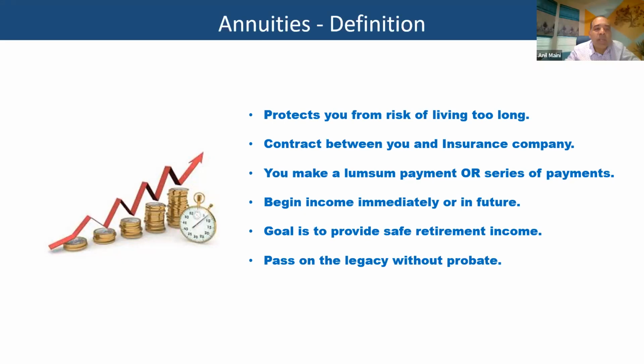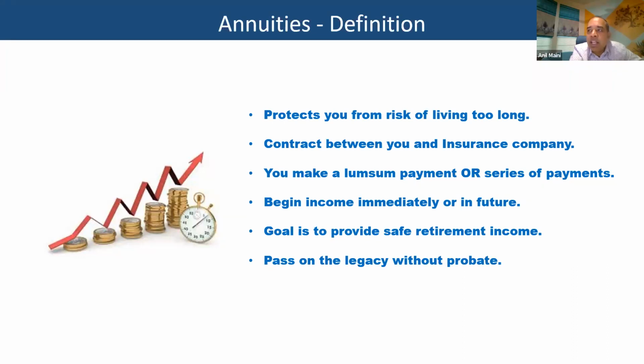And annuities help as well. Annuities cater to our 401k and other assets, whereas IUL is for protecting our life in the young age, as well as it protects us from the risk of living too long, along with the critical illness and other benefits.